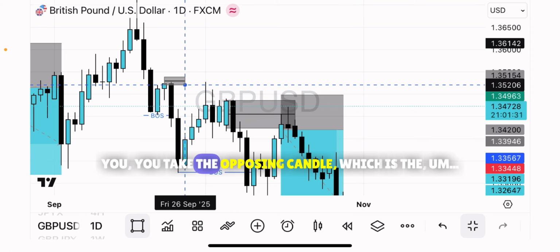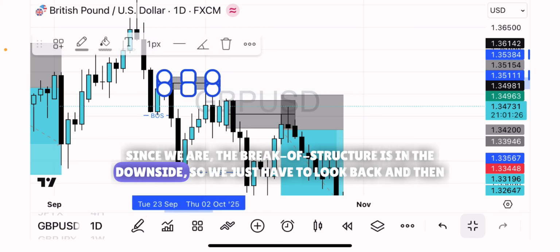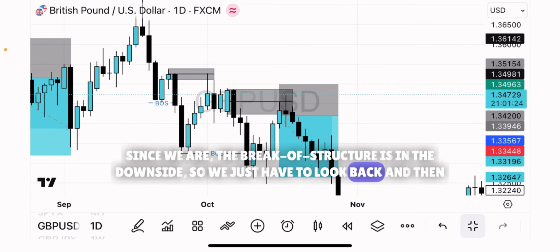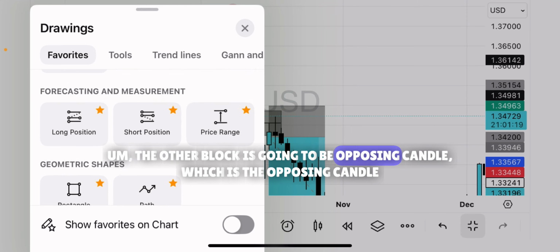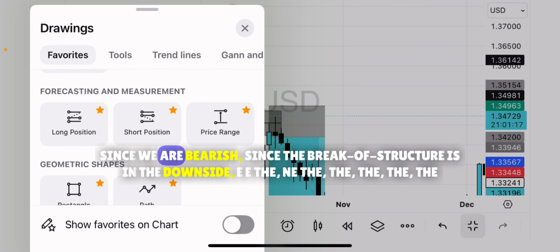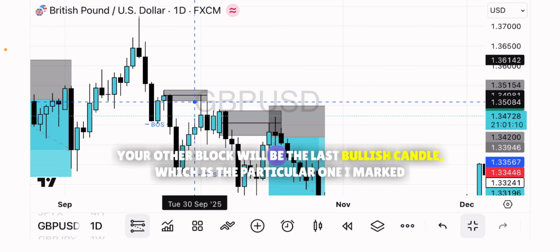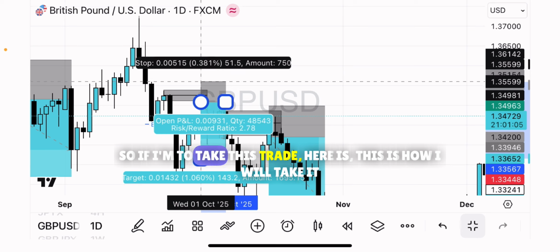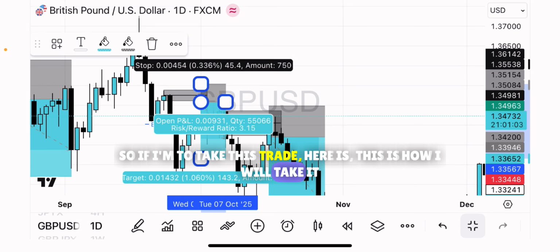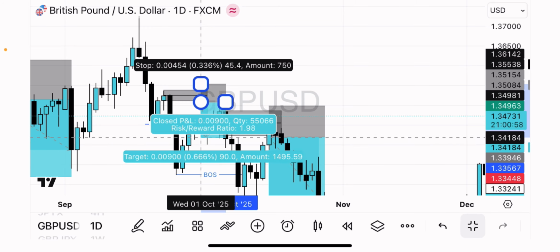You take the opposing candle. Since the break of structure is in the downside, you just have to look back, and your order block is going to be the opposing candle. Since we are bearish, since the break of structure is in the downside, your order block will be the last bullish candle, which is the particular one I marked. So if I'm to take this trade, this is how I will take it. I'm just targeting 1 to 2, no more than that.